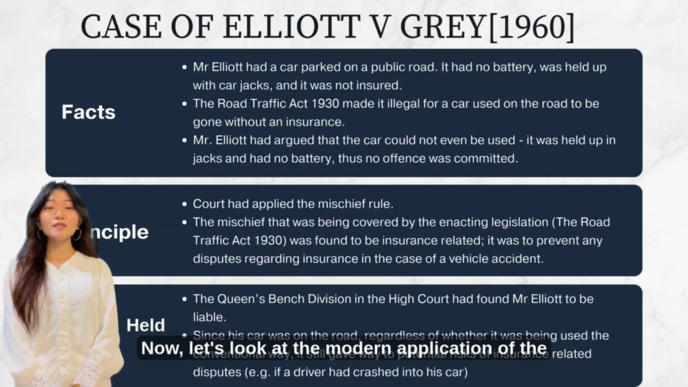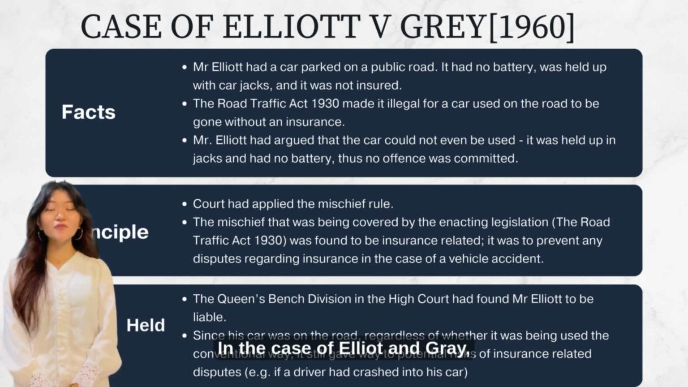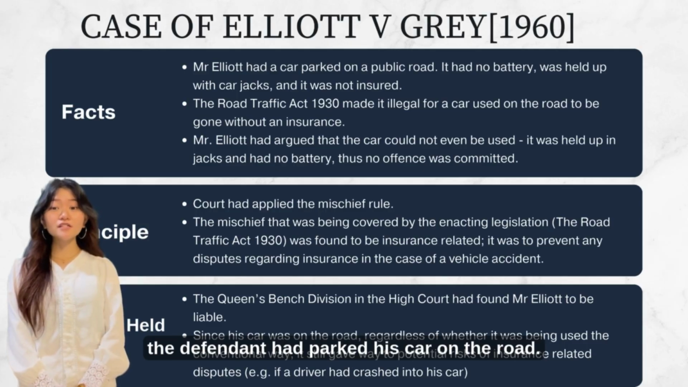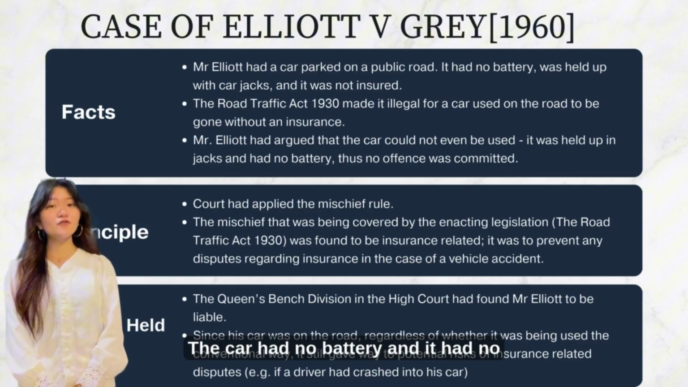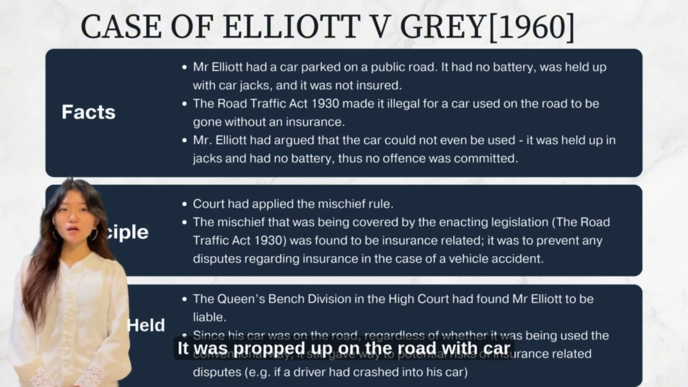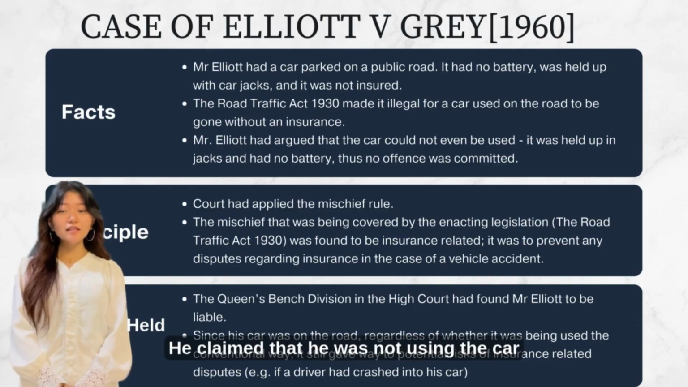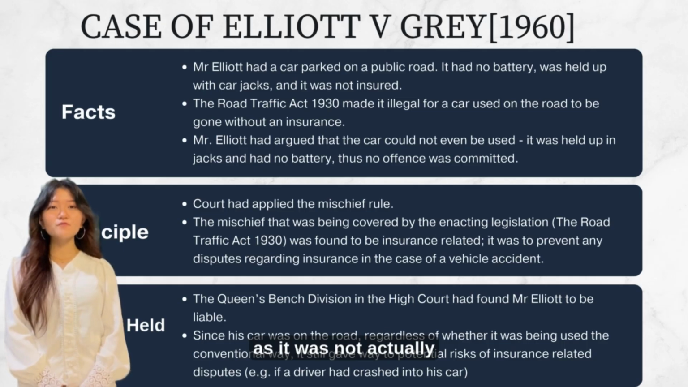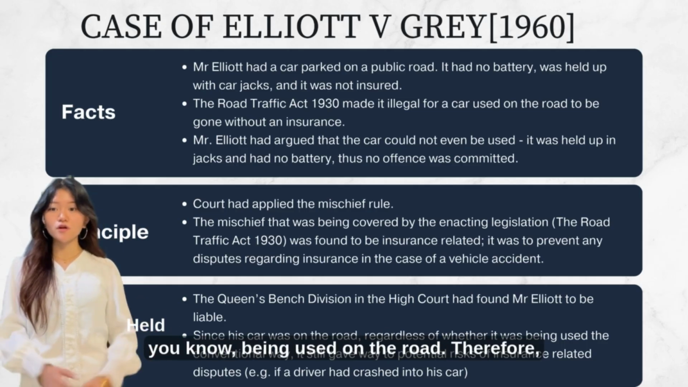Now, let's look at the modern application of the mischief rule. In the case of Elliott v Grey, in 1960, the defendant had parked his car on the road. The car had no battery and it had no insurance. It was propped up on the road with car jacks. He claimed that he was not using the car as it was not actually being driven or used on the road.